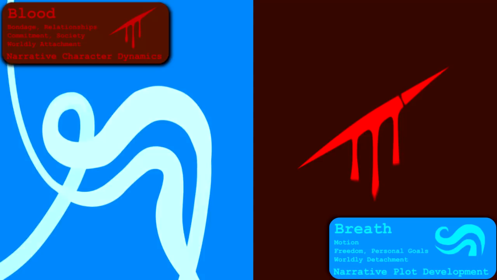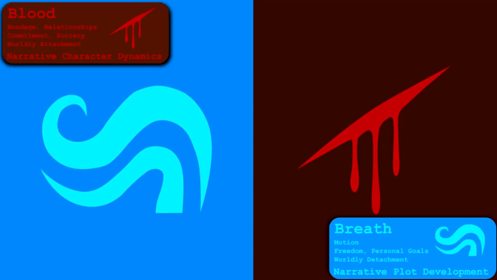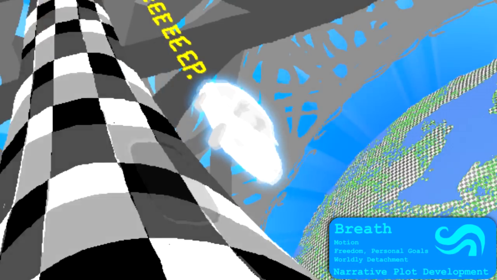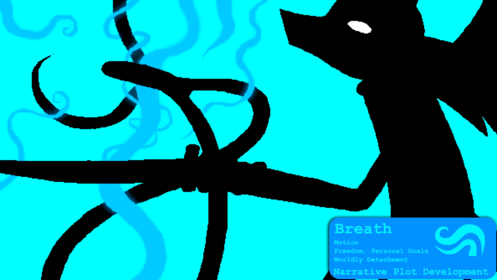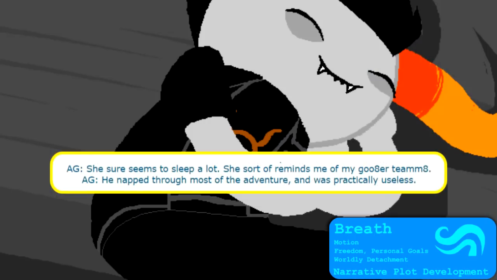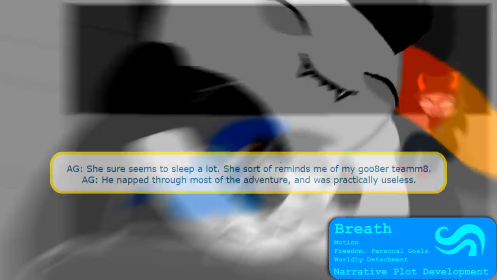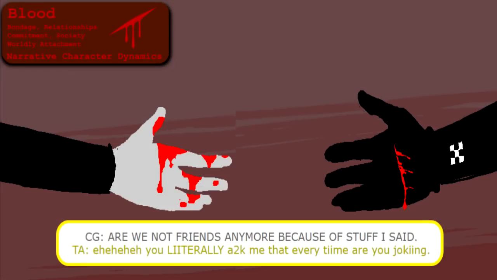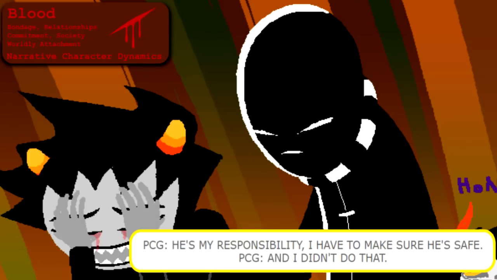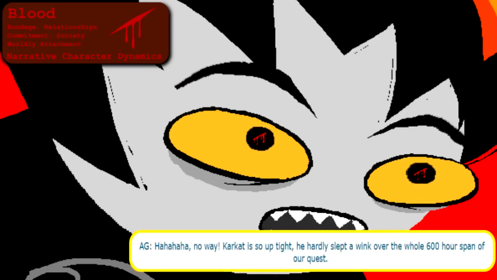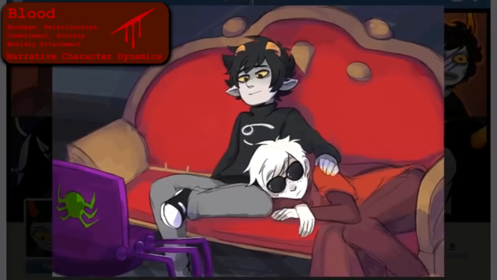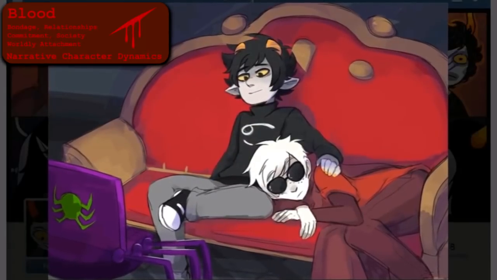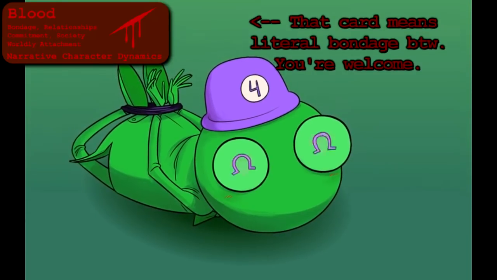Breath and Blood are both concerned with people, goals, teamwork, and direction. Breath is linked to motion, freedom, goals set by oneself, and detachment from the world. It describes the plot, the core events that drive the story. Blood represents connection, responsibility, commitment to a collective, and attachment to the world. It describes character dynamics, the relationships that influence the cast as the story moves along.